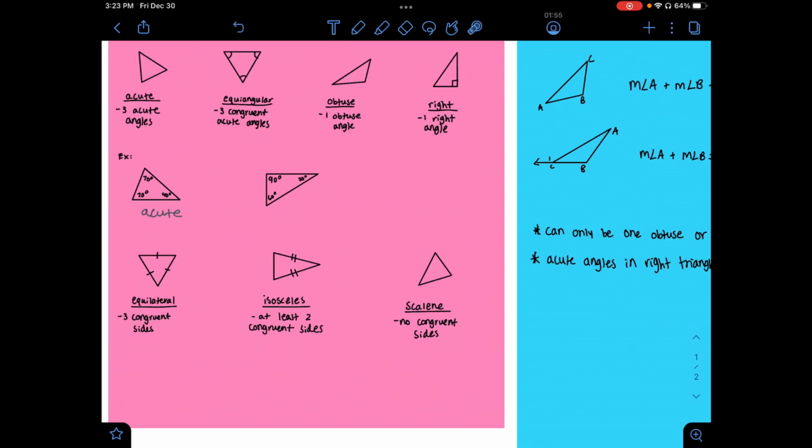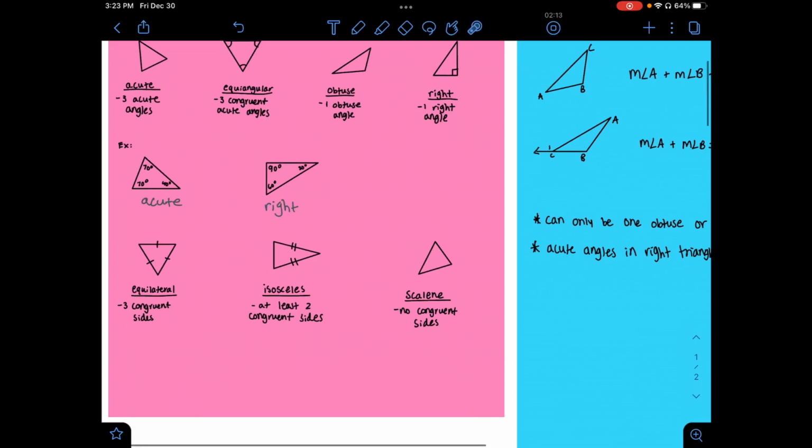Okay, our next one, we have a 90, 30, and 60. None of them are obtuse, so it's not going to be obtuse. But since we have a 90-degree angle right here, it's going to be a right triangle. So this is a right triangle.